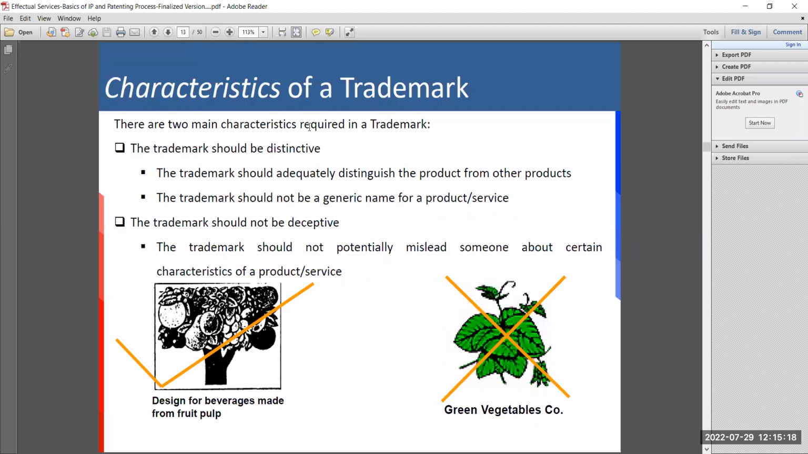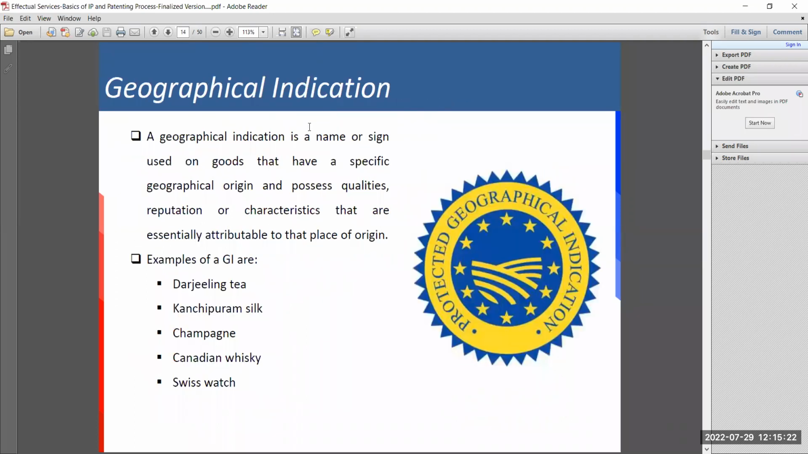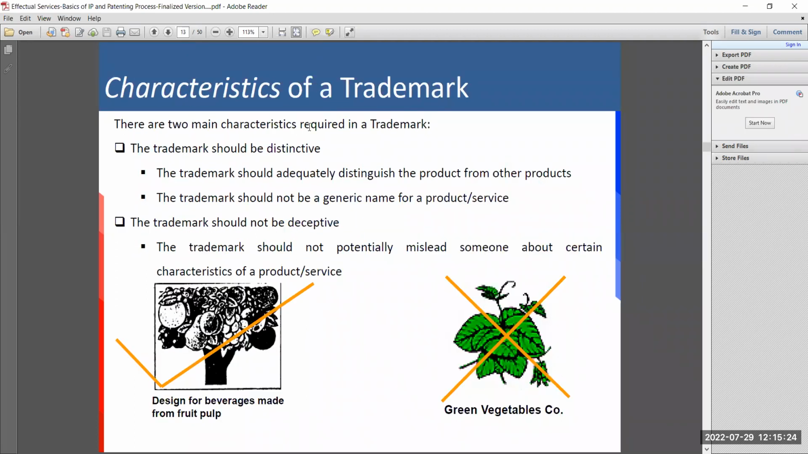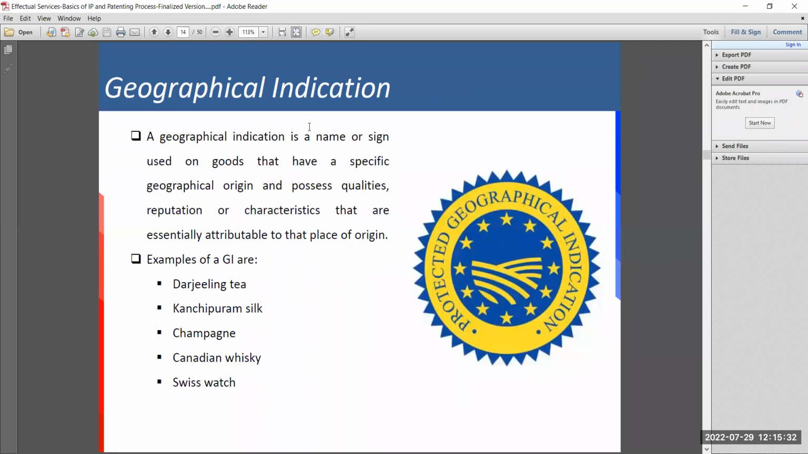It should not mislead someone about certain characteristics of a product. So you have to make sure that your trademark is unique, otherwise you will get an objection. Geographical indication, as I told you: Darjeeling tea, Kanchipuram silk, champagne. They originated from these places and have that geographical association with them. So no one else can take it from them.